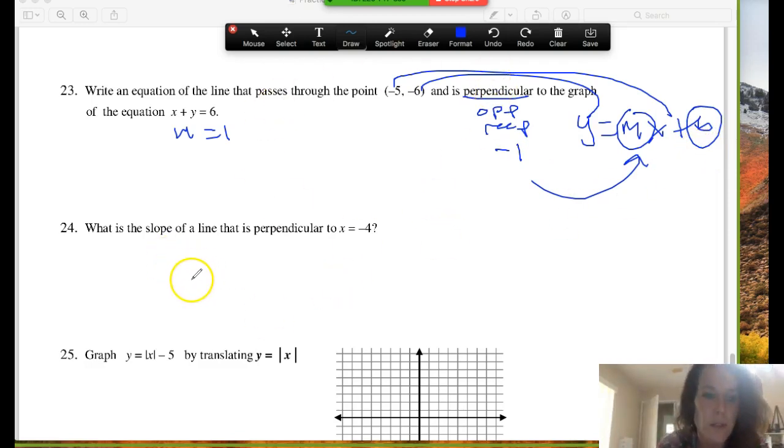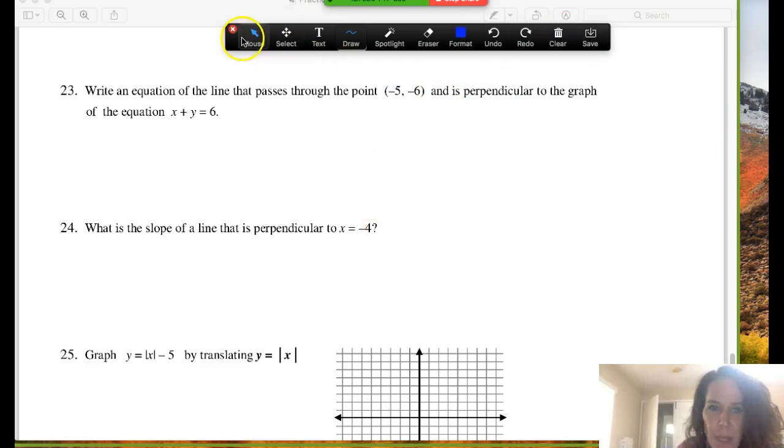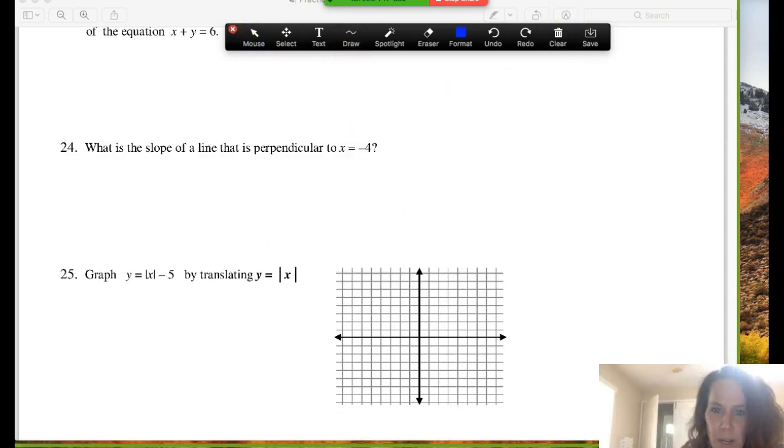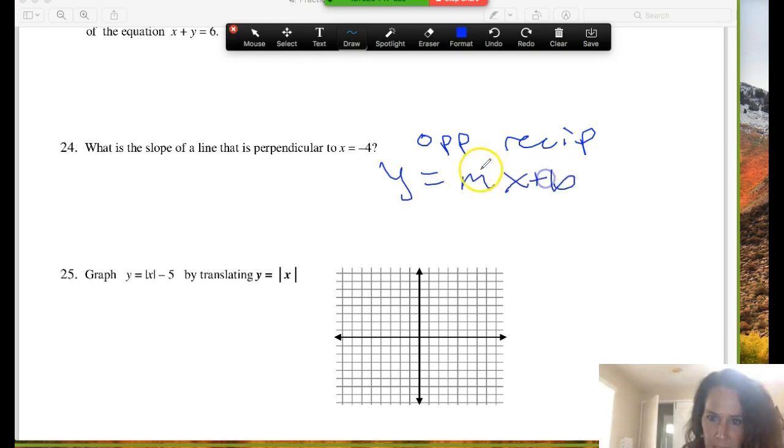Okay, let's look at 24. What's the slope of the line that's perpendicular to x equals -4? Well, here's what I want you guys to do. If you want perpendicular, you know it is the opposite reciprocal. So I say, well, what's the slope here? I don't have a slope here. I'm not given y equals mx plus b, where I can see this is my slope, but I'm given a line. So I'm going to go where x is -4.